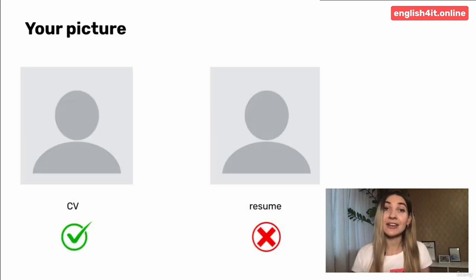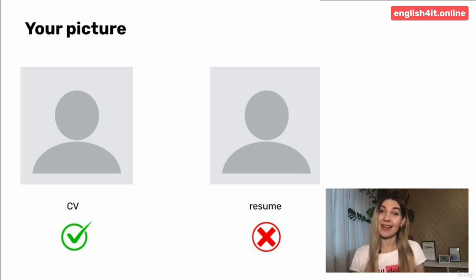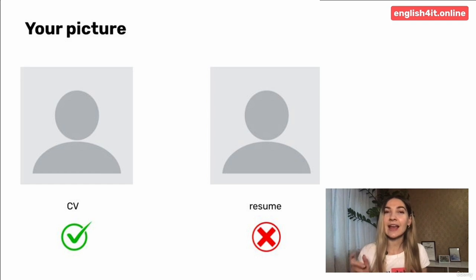The second very common mistake is connected to putting your picture. So please keep in mind, it's okay to put your picture on your CV, but it's not okay to put your picture on your resume. I hope you got it. The thing is that in the United States, letting your prospective employer know what you look like is considered to be a bad practice. So be mindful of that.